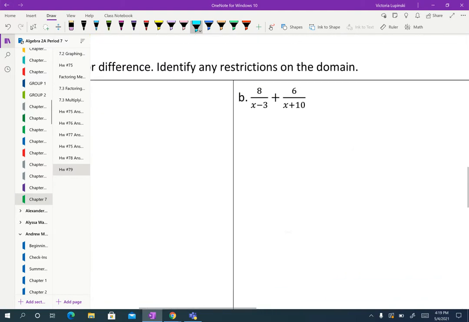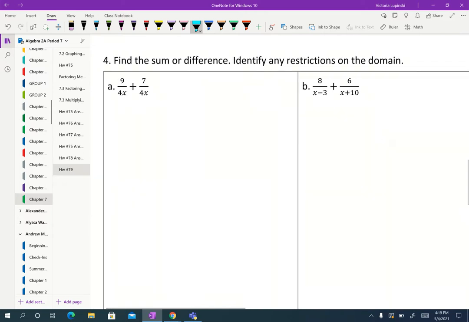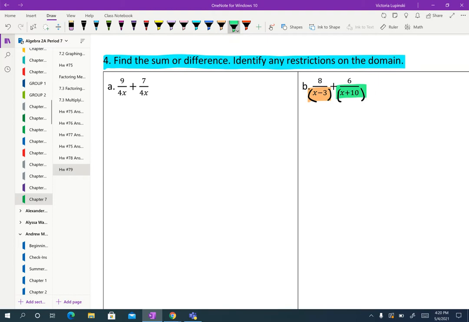Then once you get better at identifying the LCM, now you're back to finding sums or differences. Again, in these cases, while some of them have the same denominator, most of them will not. For something like B, you might just want to remember that each of these is its own set of parentheses. So the least common multiple means you need one of x minus 3, and you need one of x plus 10.